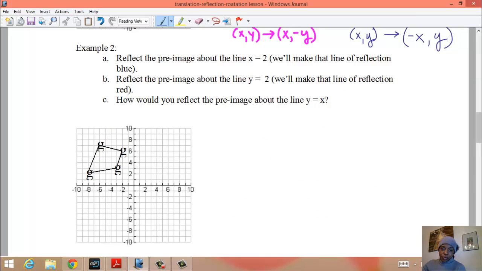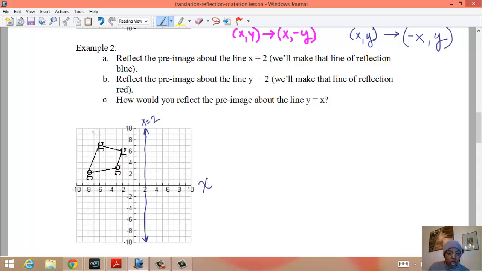For this example, it's pretty much going to be the same, but with a little change. X equals 2. Remember, x equals a number is a vertical line that passes through 2 on the x-axis. So here's the x-axis, here's 2. X equals 2 for the first part is our line of reflection. First thing that I'm going to do, before we do any reflecting, is label my points.